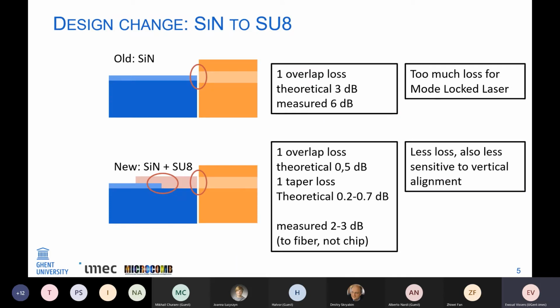So the first thing I tried was just using a silicon nitride waveguide that was air-clad, since the oxide claddings in our clean room are quite lossy.